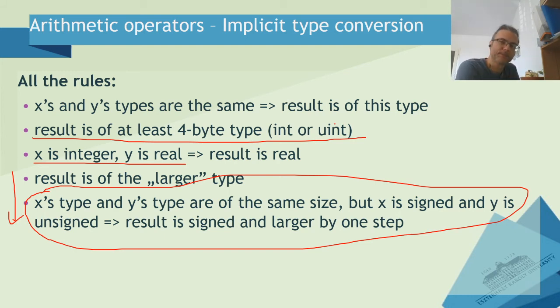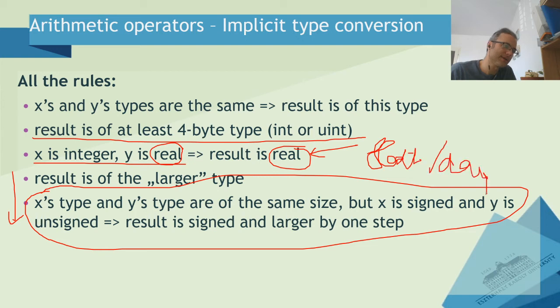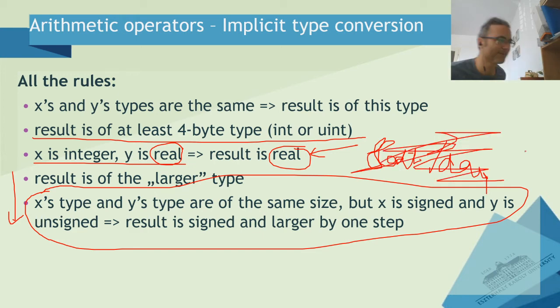What is the meaning of the second underlined red line? X is integer, Y is real, then result is real. What is the meaning? Real means floating point number. Okay, yeah, I should change this word to floating point. Float or double. It's so difficult to write like this. Anyway, for the decimal numbers to fit in. Yes, exactly.